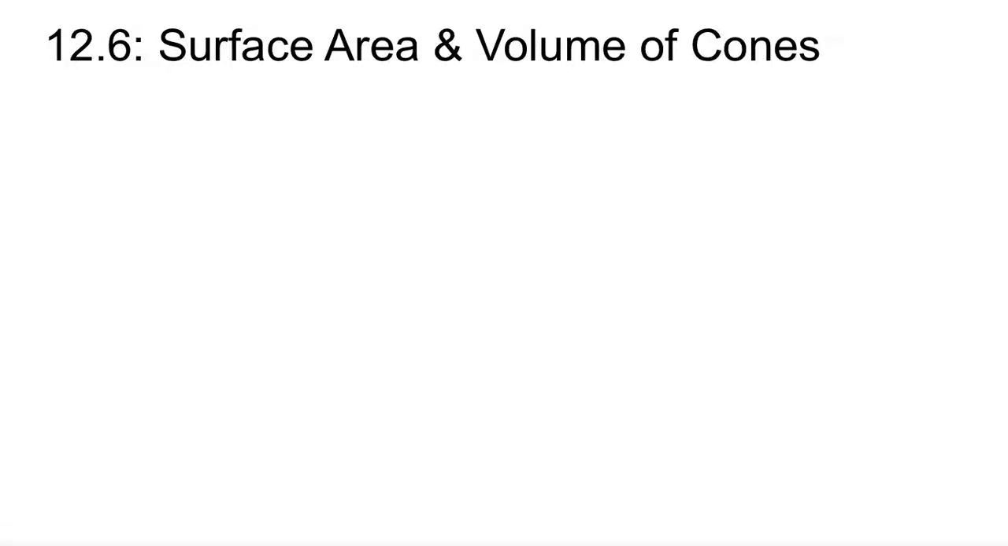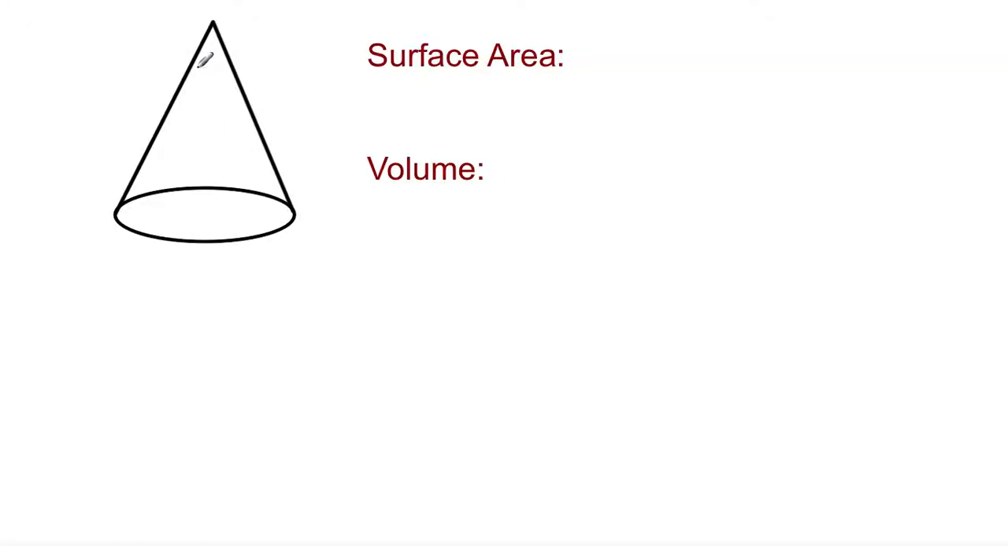So we've previously looked at surface area and volume of pyramids. Now we're going to look at cones. Cones are kind of like pyramids, except they have this rounded edge. They have a circular base. So the surface area is going to be a little bit different.